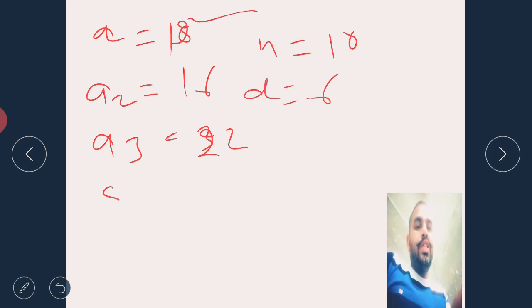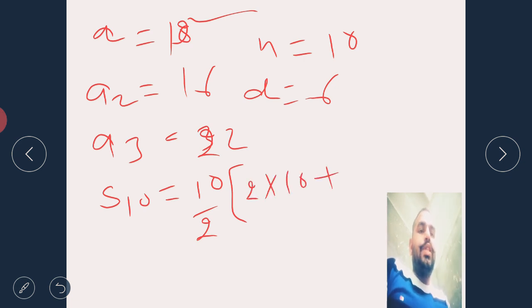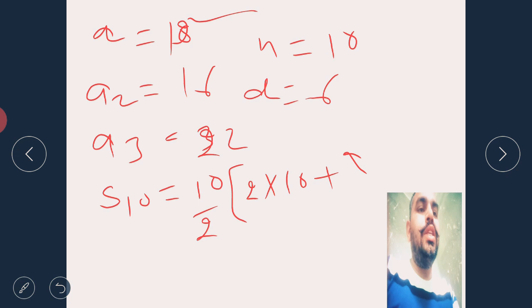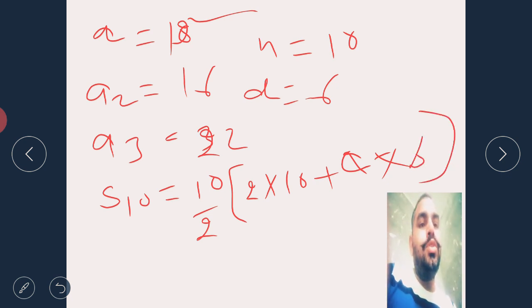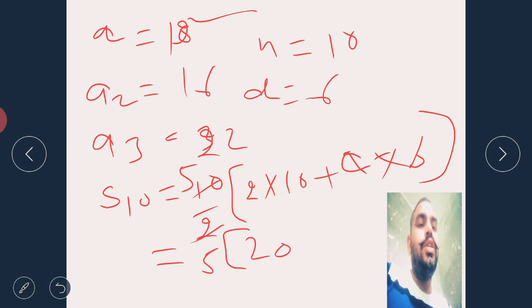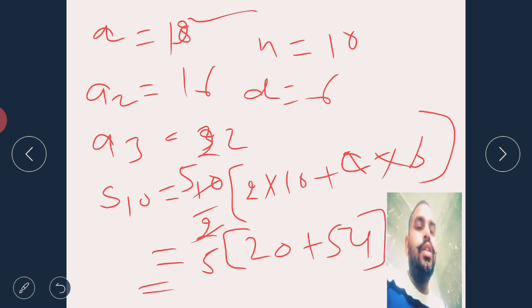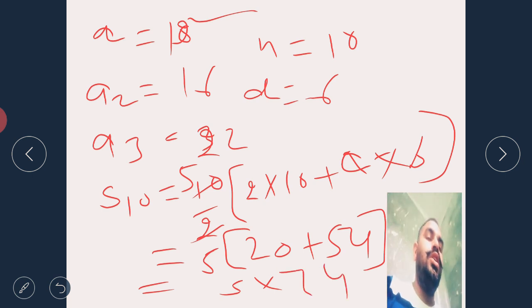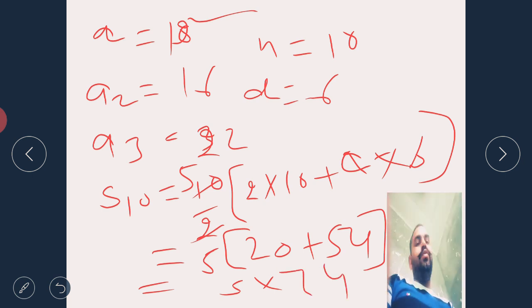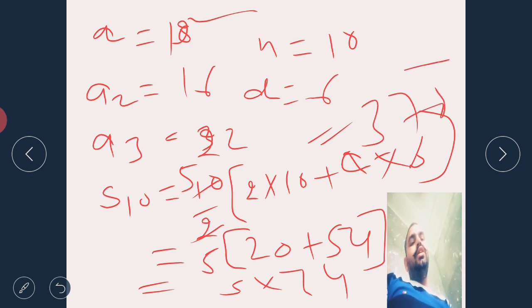Are you able to find Sn? S10 is equal to 10 by 2 into 2a, 2a means 2 into 10 plus n minus 1, 10 minus 1, it means 9, into d is 6. So are you able to do this? This is 5. 5 into 20 plus 9 into 6, 54, and 20 plus 54 is 74, 5 into 74. You get the answer. So 370 is the total distance.